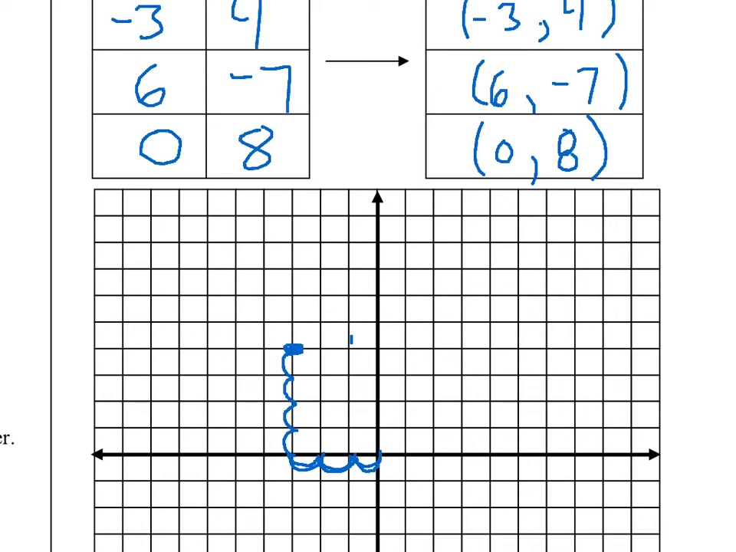So once you get to your coordinate location, you're going to put a dot and you're going to label it negative 3, 4.